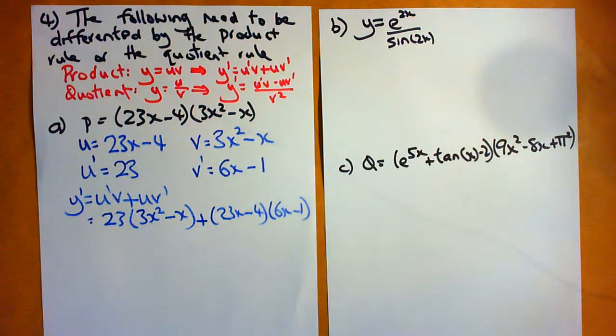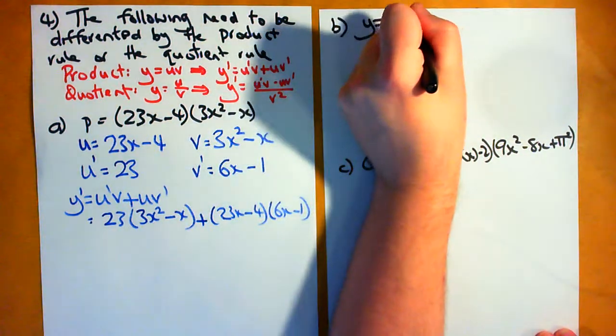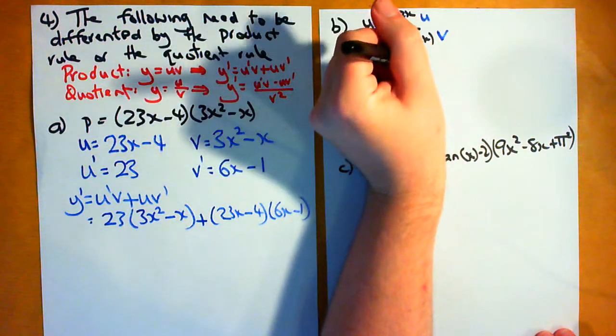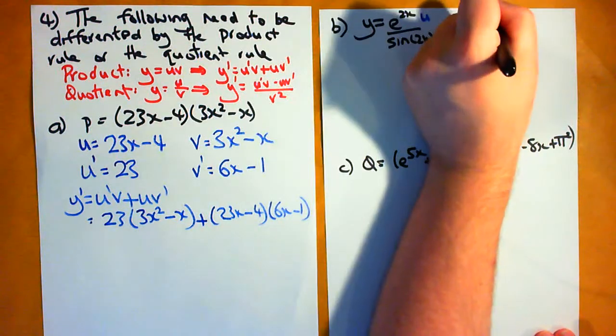Okay, question B, we have e to the 2x over sine of 2x. So we've got a function dividing a function, which tells us that we need to use the quotient rule. Function on top of function means use the quotient rule. So e to the 2x is going to be your u, and v is going to be sine of 2x.